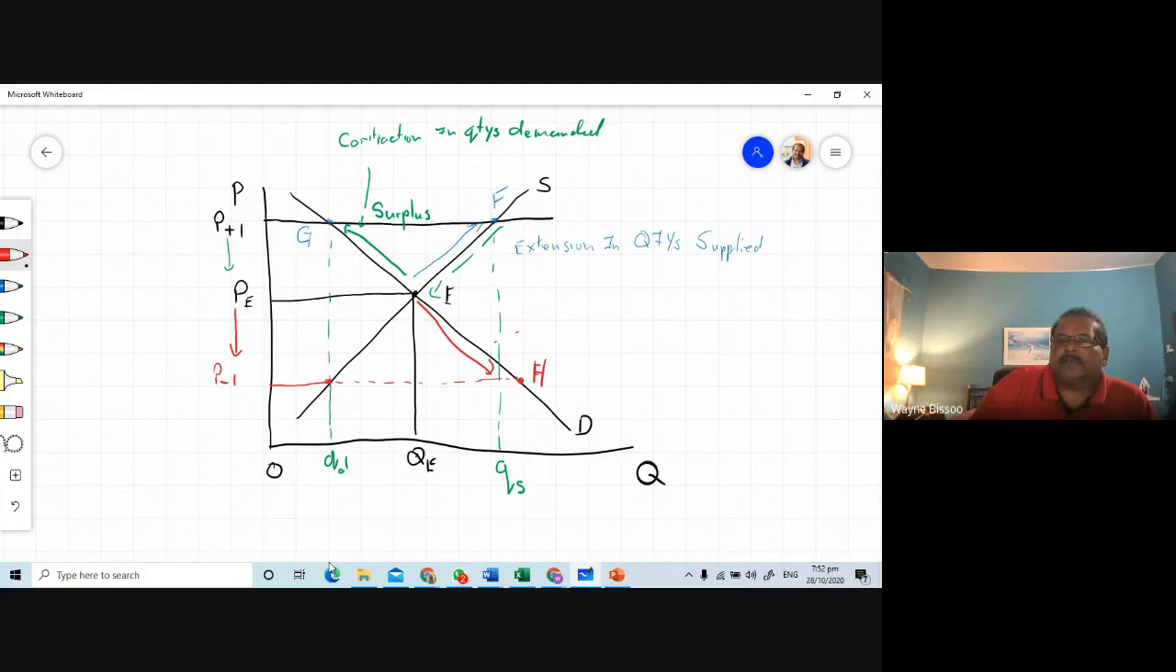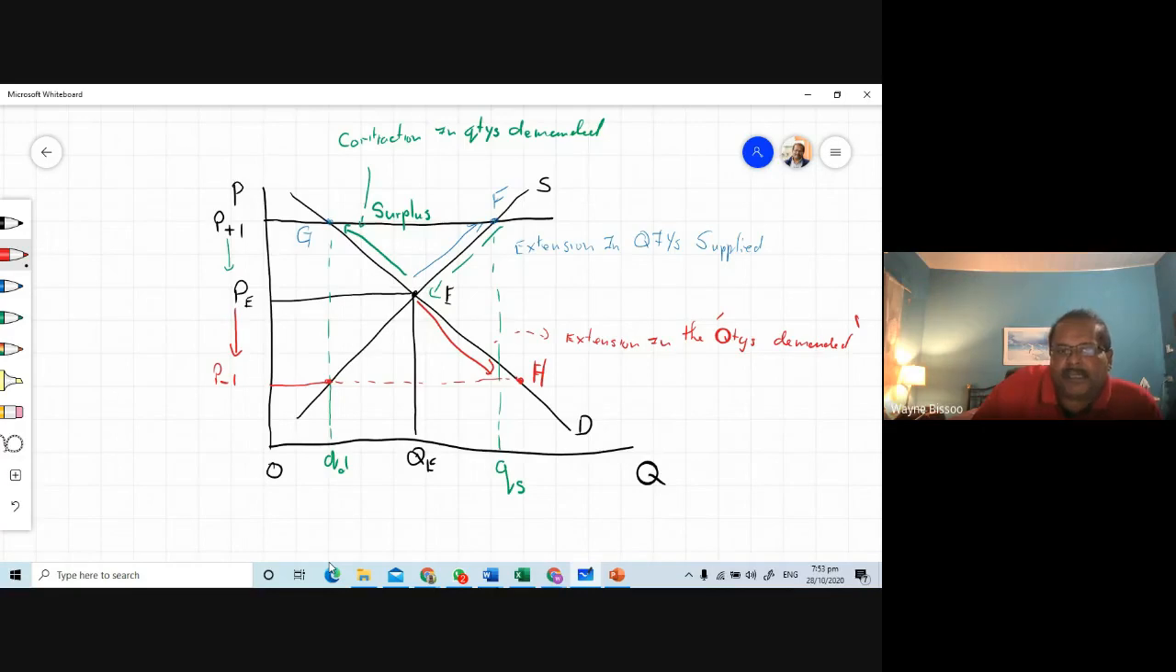That is, what is that? That is an extension in the quantities demanded. Yeah, that's the movement along the curve. So that phrase again, quantities demanded.